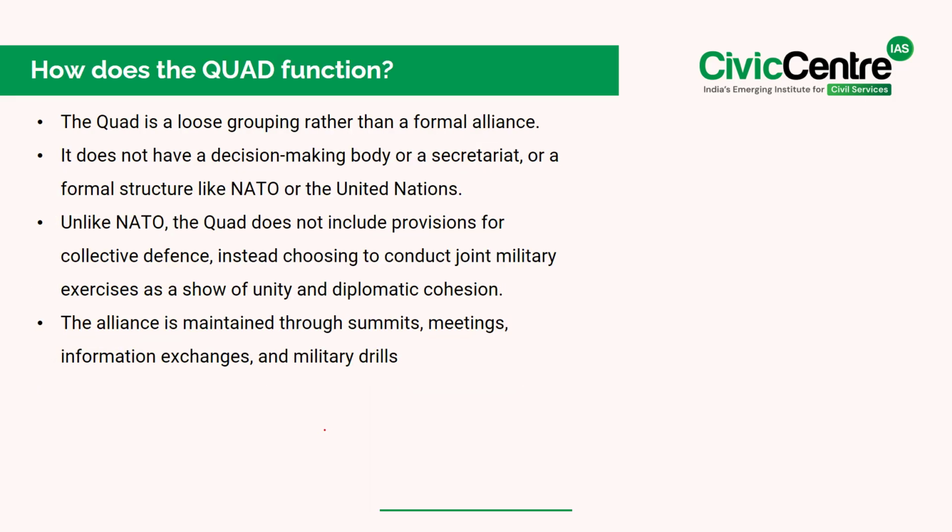Now, how does this Quad function? See, the Quad is a loose grouping rather than a formal alliance. So it does not have a decision-making body or a secretariat or a formal structure like NATO or the United Nations. And also, unlike NATO, the Quad does not include provisions for collective defense, instead choosing to conduct joint military exercises as a show of unity and diplomatic cohesion. So, significantly, the alliance is maintained through summits, meetings, information exchanges, and military drills.